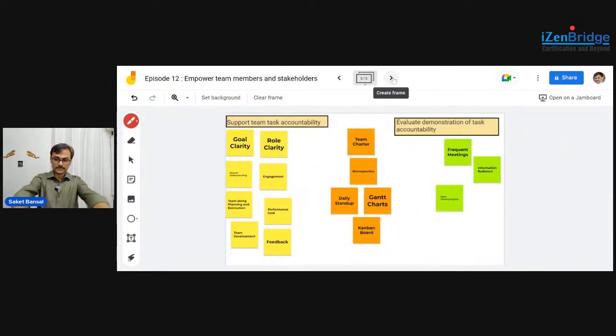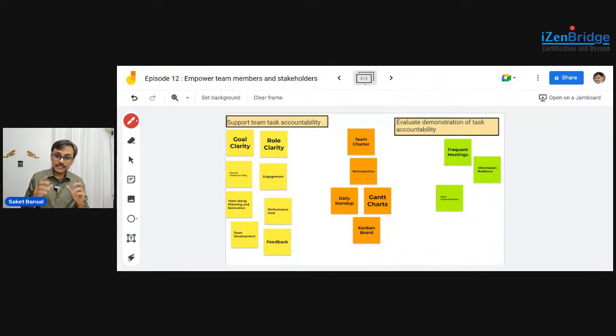The final two subtasks of this particular task are support team task accountability and evaluate demonstration of task accountability. So let's understand these two things. The idea here is we help the team to figure out who does what. They can identify the strength and organize themselves. They know what kind of decisions they are able to make, what kind of decision they need to go to someone else. After that, the team should have a clear sense of accountability at a team level as well as at an individual level, because things need to get done, and there has to be a clear sense of clarity that yes, this is what we need to get done.